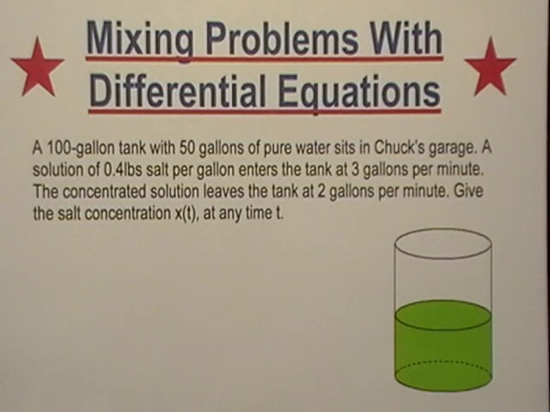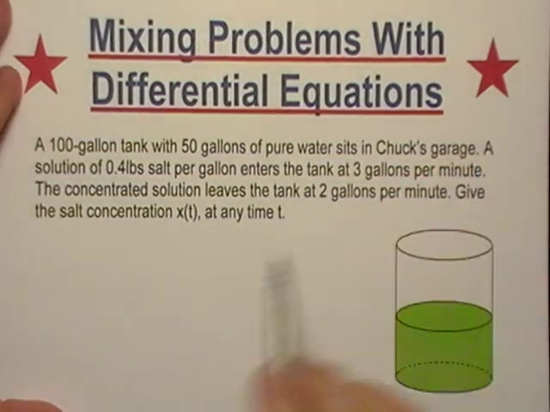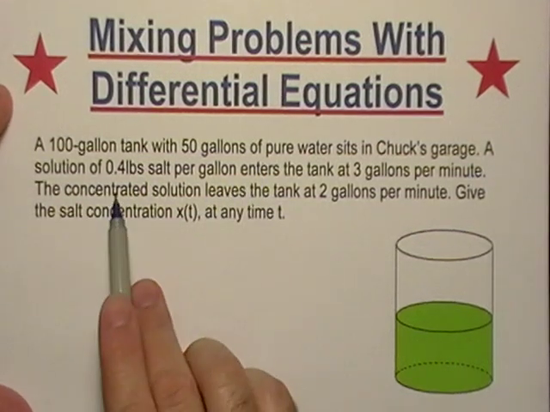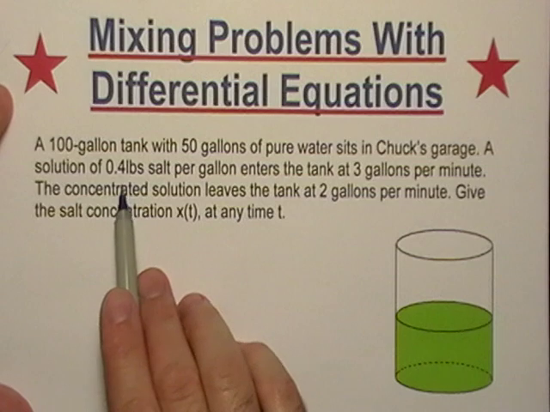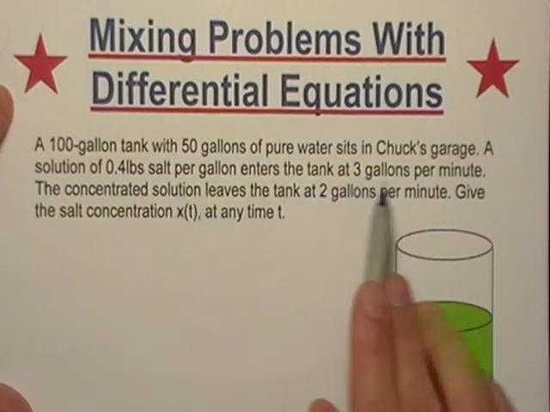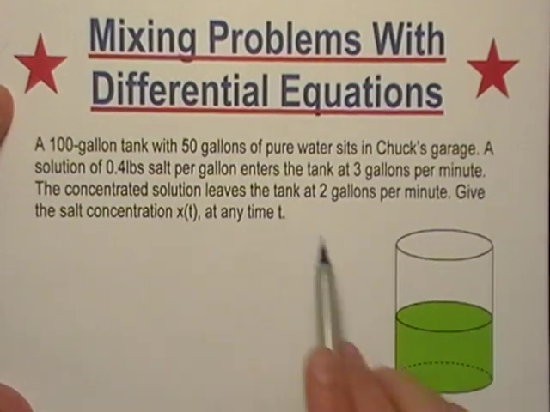Okay, we're gonna do a mixing problem. So I got a 100-gallon tank, got 50 gallons of water in it. Okay, and then I'm gonna pump a certain concentrated salt solution into the tank at 3 gallons per minute, and then we're gonna pump it out or drain it out at 2 gallons per minute.